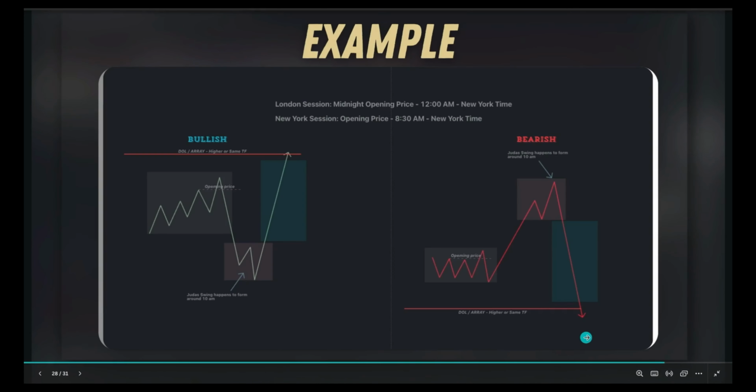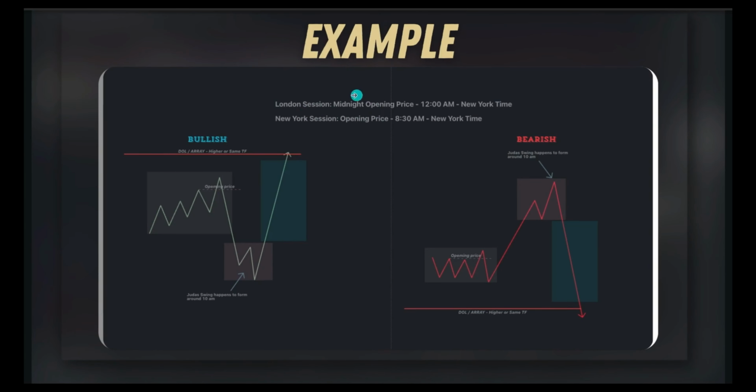So I want to take a look at this first example here. So here you see you have two different types of openings, right? You have the London session midnight opening price, 12 a.m. New York time, and New York session opening price, 8:30 a.m. New York time. So I have a bullish example here for you.